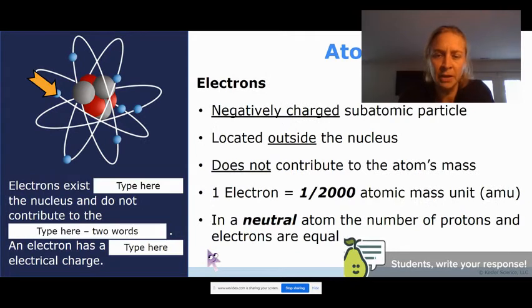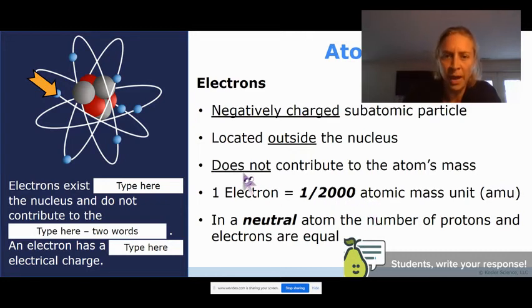When we talk about the electrons, though, they are negatively charged. They are located outside of the nucleus, and they're moving with such energy that they don't contribute any weight to that atom's mass. So we could say that it would take 2,000 electrons to equal 1 proton's mass, or 1 of the neutrons. And so an electron is 1/2000th of an AMU.